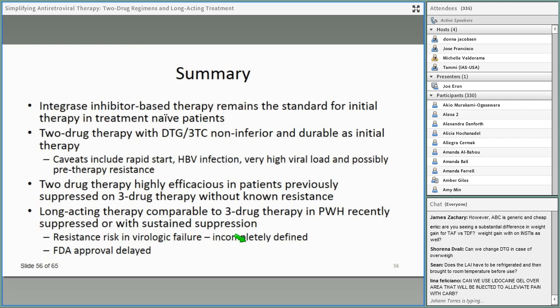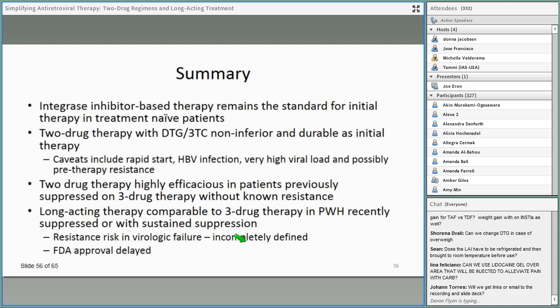So I'm only 3 minutes over time, not too bad. To summarize, I think integrase inhibitor-based therapy remains the standard, though maybe there are some caveats we're thinking about for women of childbearing potential and potentially this issue of weight gain that we're still trying to understand. I think 2-drug therapy for initial therapy is clearly non-inferior over a 96-week period to initial 3-drug therapy, but there are some caveats: maybe not best for rapid start, though I know there's a study of rapid start with 2-drug therapy, clearly not for people with active hepatitis B infection, and probably not for people with very high viral load, but that didn't seem to bother the FDA all that much.